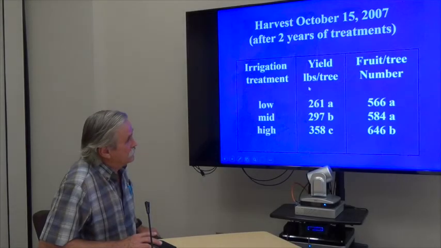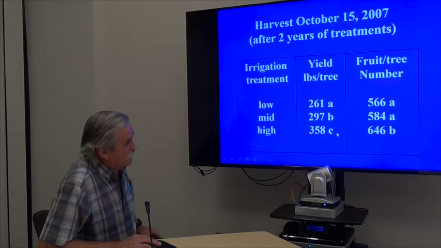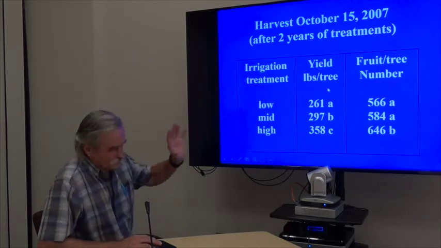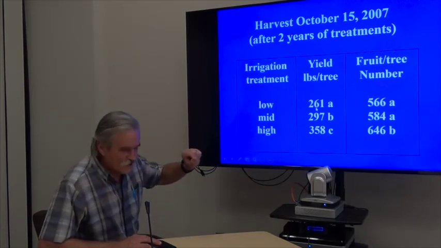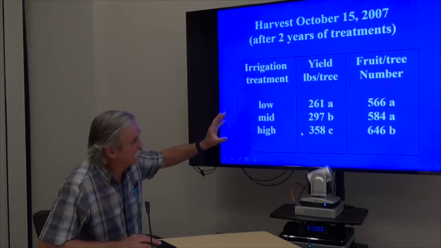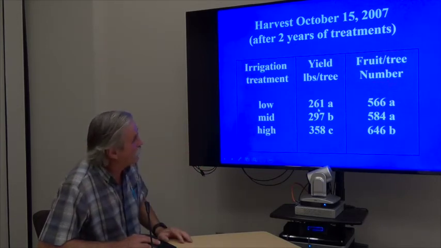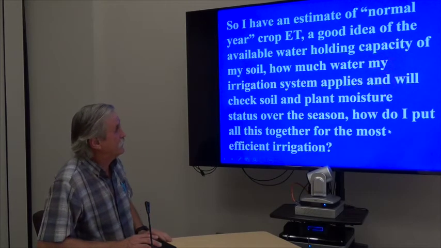And the yields at the end of the day reflected it. Very different. We had almost 100 boxes difference in the turnout of class 1 88s. I'm sorry, my apologies, this is pounds per tree in this slide. So in pounds per tree, we had 100 pounds more on the ones that had sufficient irrigation.